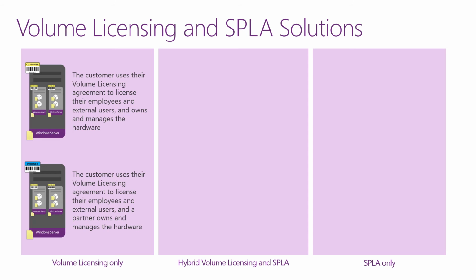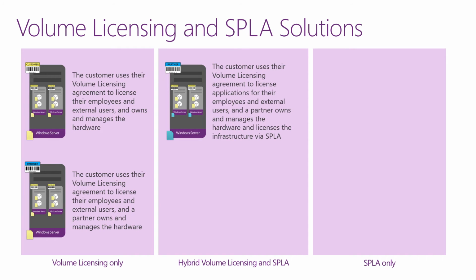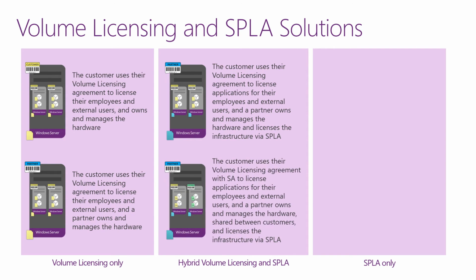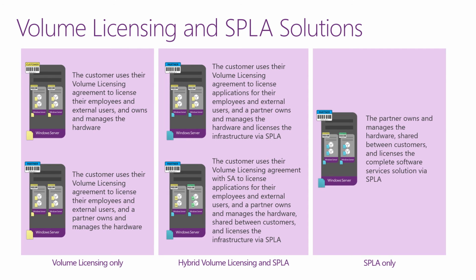Then we looked at some hybrid examples, with the first one again being a partner managed piece of hardware with the infrastructure licensed through SPLA, with the customer still using their volume licensing licenses for the applications. Alternatively, of course, if a partner wanted to provide a shared hardware solution, then this is possible. And you can see here that a physical server is shared by customers, with a partner licensing the infrastructure via SPLA, and the customers still being able to use their volume licensing licenses as long as they have active software assurance. And finally, there was a SPLA-only solution, where the partner licenses everything through their SPLA agreement to deliver software services to their customers.